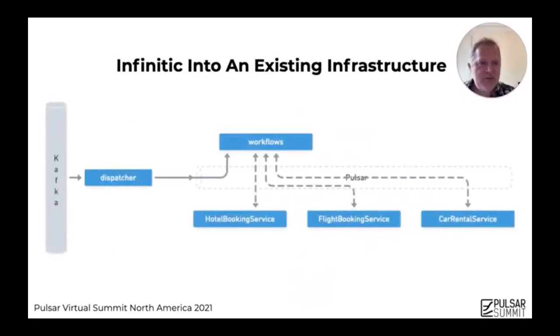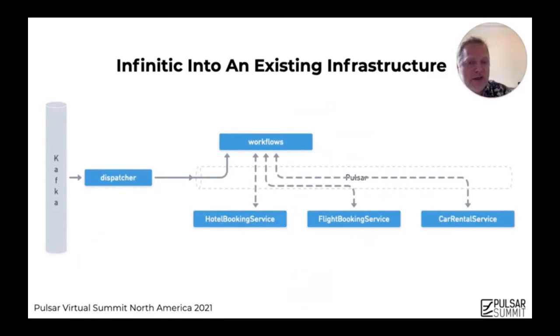And tags are used, for example, to use Infinitic on top of an existing infrastructure. If you have Kafka, for example, already in your infrastructure, you can still plug Infinitic into it quite easily. Typically, you will have to install a dispatcher. The dispatcher will consume your Kafka events, and the dispatcher contains an Infinitic client. And for some of the events, you will start some workflows.